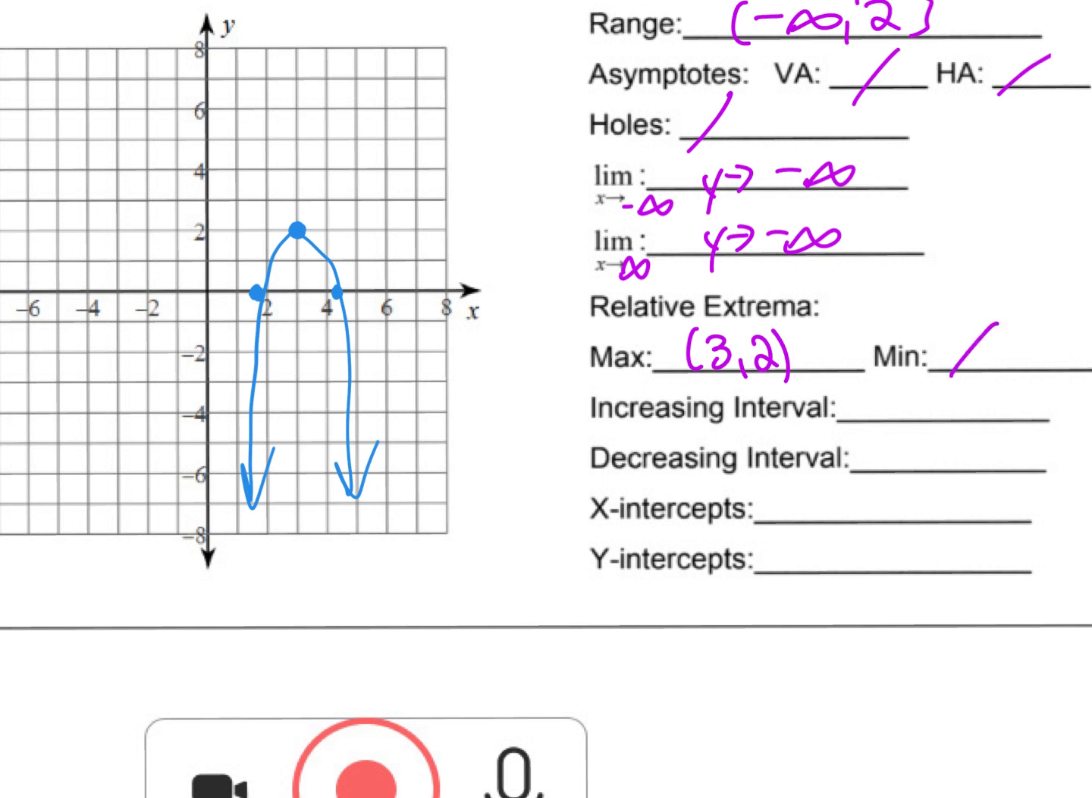Take a second. Talk this out with your group right now. Okay? Take a second. What do we think this is going to be? Talk. Not to me. Talk to your group. Don't stop looking at me.